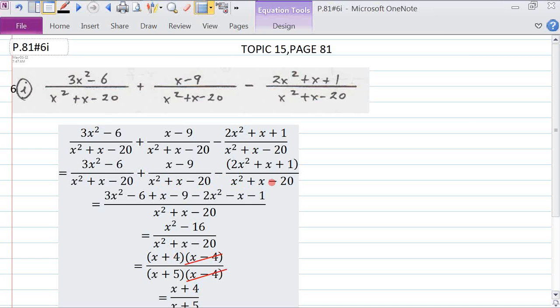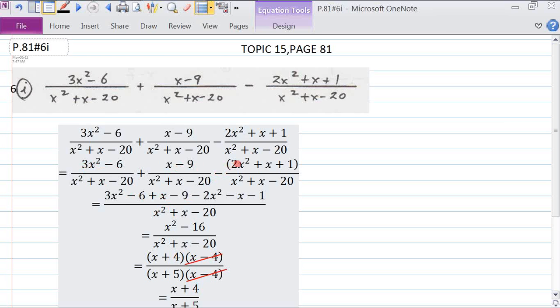The common denominators are the same. So this term here is this one here. This one here is that one there. And the minus with the brackets is right here. So that's what I've done because the denominators are the same. When the denominators are the same, I can simply take the numerators and add or subtract them depending on what the sign is. So 3x squared minus 6 is this one, plus x minus 9 is this one.